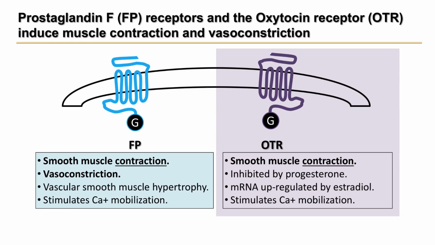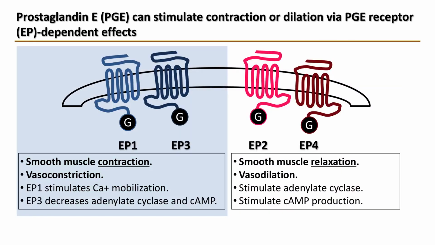Prostaglandin F receptors, otherwise known as FP, and the oxytocin receptor, otherwise known as OTR, induce strong muscle contractions and or vasoconstrictions. We know that the oxytocin receptor is inhibited by progesterone, and the mRNA is upregulated by estradiol. We know that both of these receptors are stimulated by calcium mobilization. Prostaglandin E, on the other hand, can stimulate both contraction or dilation depending on which receptor it binds with.